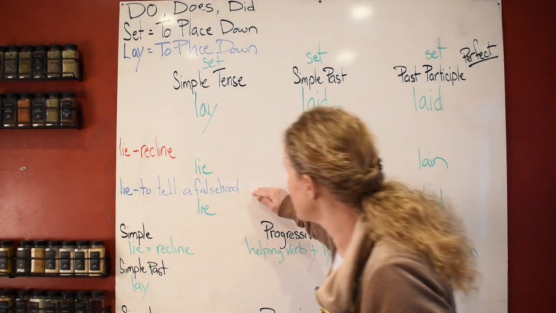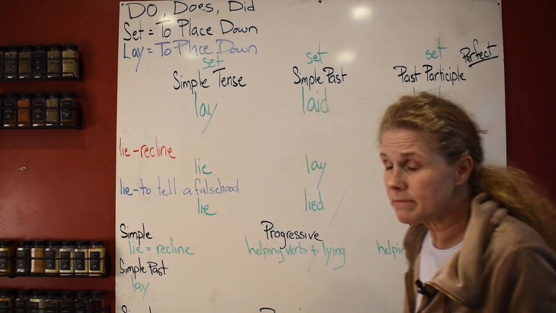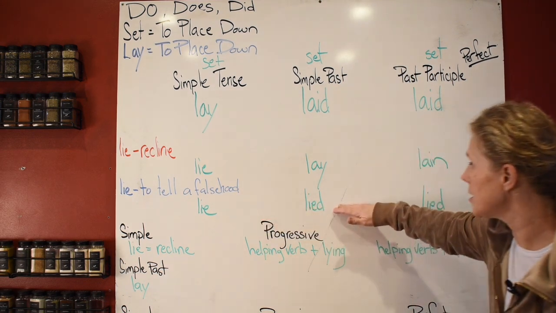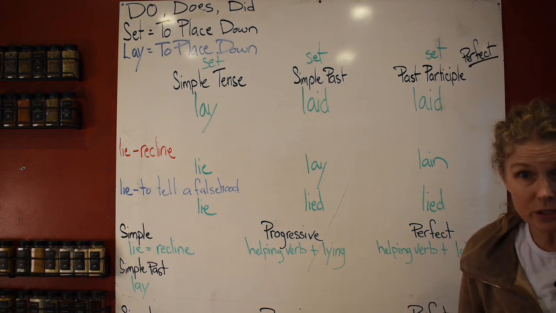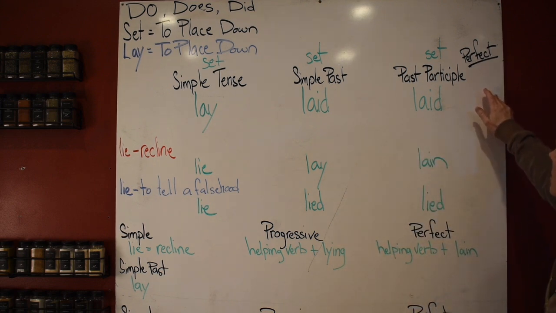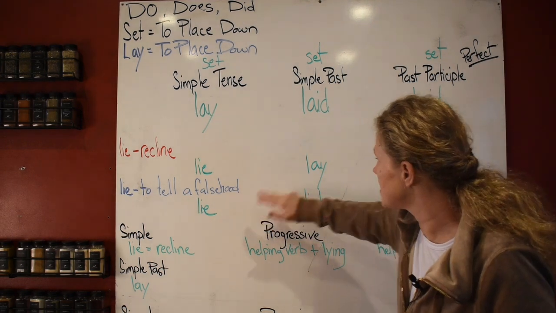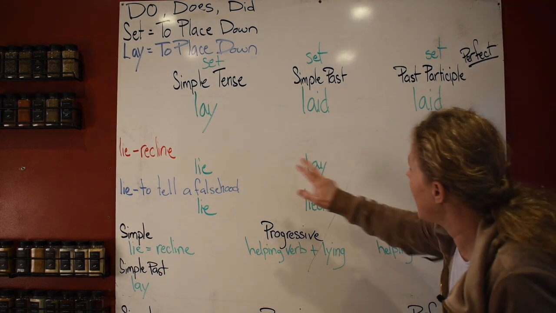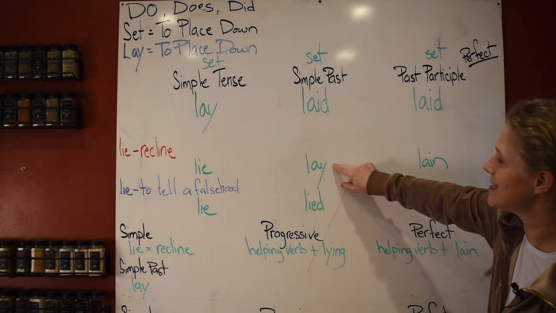So this lie, to tell a falsehood, the simple tense is lie. The exact same as recline. But you need to spell it in the correct sentence. But look, this is not an irregular verb. This is spelled with the ed, like you would spell most verbs out there if you're going to put them in the simple past. Or in the past participle, in the perfect tense, they're spelled the exact same. That's why this is confusing. This for recline is irregular. Lie, lay, and lain. Say that. Lie, lain.